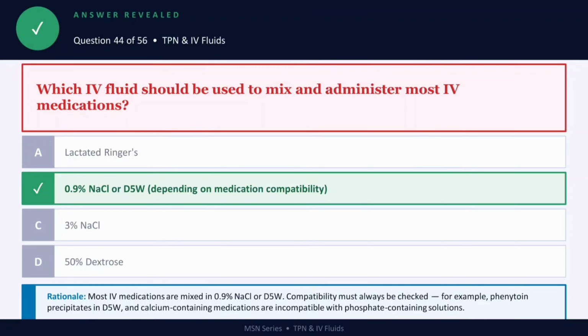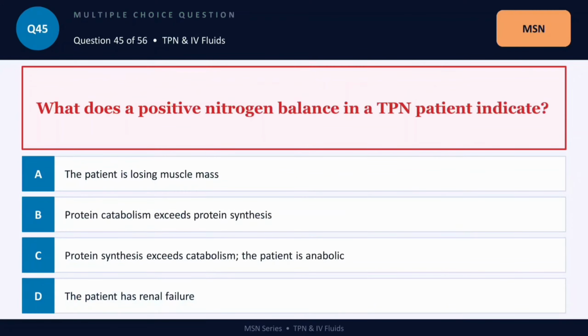Rationale. Most IV medications are mixed in 0.9% NS or 5% dextrose in water. Compatibility must always be checked. For example, phenytoin precipitates in dextrose 5% in water, and calcium containing medications are incompatible with phosphate containing solutions.